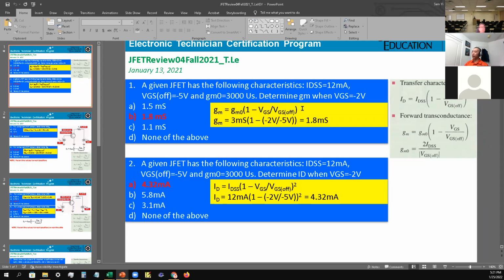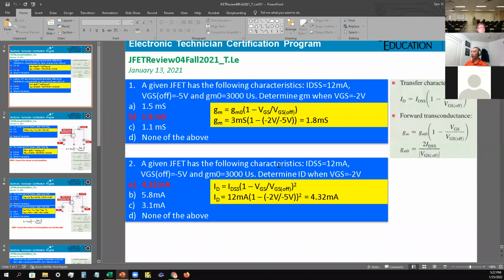So this is a formula that you're going to be applying. I copied this one directly from the handout on the website. So gm equals the quantity 3 millisiemens times the quantity 1 minus VGS, which is negative 2, divided by VGS(off), which is negative 5. Plug that into your calculator and you should get about 1.8 millisiemens. So the answer is B for number 1.